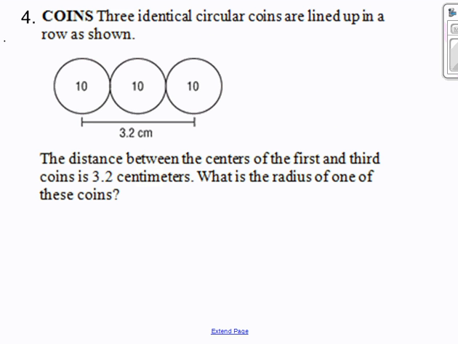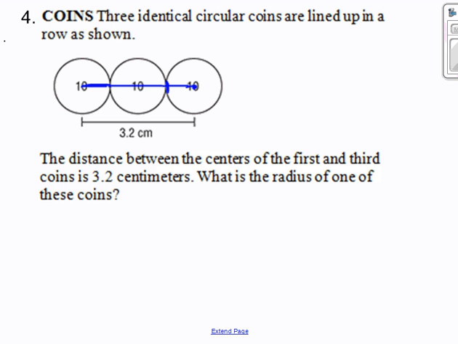Coins. 3 identical circular coins are lined up in a row as shown. The distance between the centers of the first and third coins is 3.2 centimeters. What is the radius of one of these coins? Well, if these are all the same, then that means all the radii are the same. So let's back up and figure out what each section is.